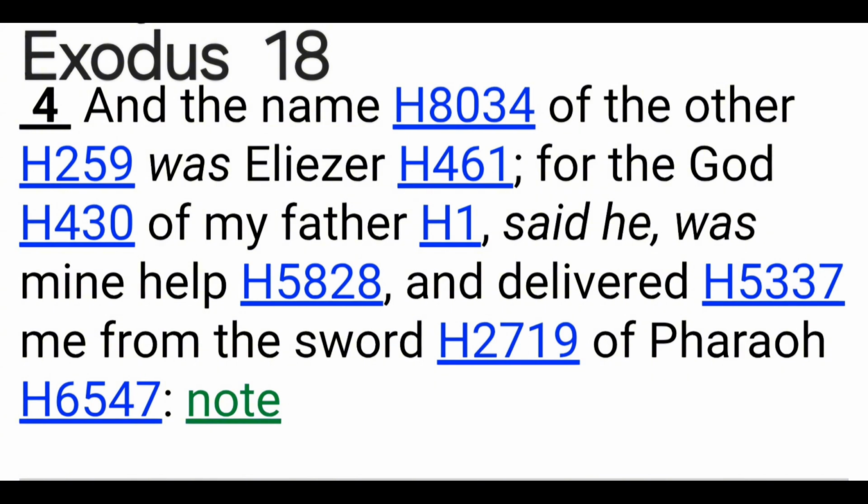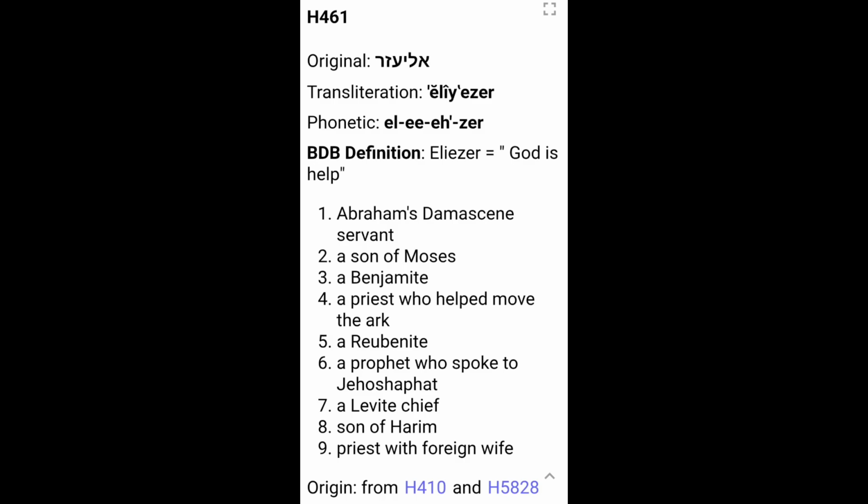And the name of the other son was Eliezer. We're going to see that Eliezer is H461. And we're going to look at another word because I've already looked ahead. We're going to look at the word help as H5828. H461 is Aleph, Lamed, Yod, Ayin, Zain, Resh, Eliezer.